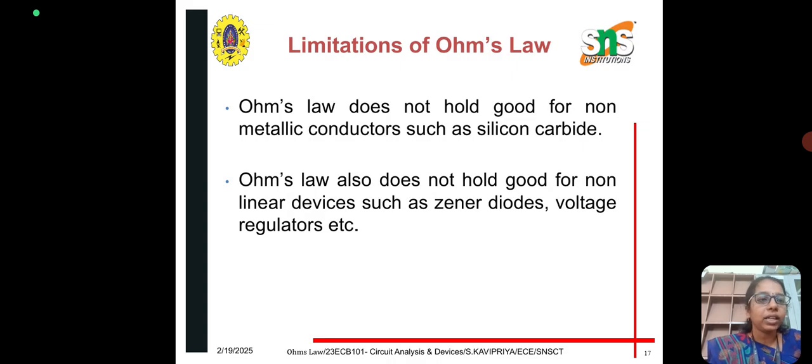And there are certain limitations for Ohm's law. Ohm's law holds good only for metallic conductors. For non-metallic conductors such as silicon carbide, Ohm's law does not hold good. Also, Ohm's law is applicable only when the temperature remains constant. When there is a change in temperature, Ohm's law does not hold good. It is not applicable. Also, Ohm's law does not hold good for nonlinear devices such as Zener diodes, voltage regulators, etc. It is applicable only for linear devices such as resistor, inductor and capacitor.